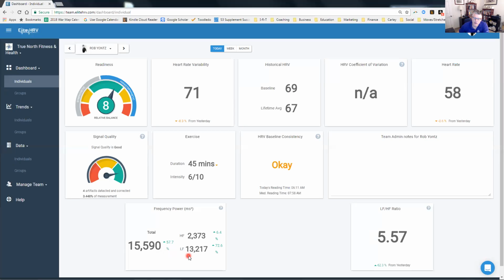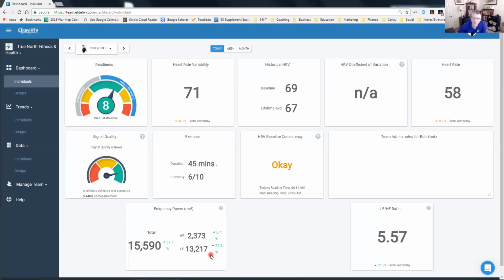I have a little bit stronger LF frequency, which is the stress mode, most significantly, but I'm guessing my high frequency, which is parasympathetic, is actually lower than it otherwise would have been, because you can see here, my low frequency signal is up 72.5%, whereas my high frequency is up by 6. So I was wrong on that. I've got a stronger stress drive signal than my parasympathetic is elevated. So stress is elevated. I did not reset and recover well.